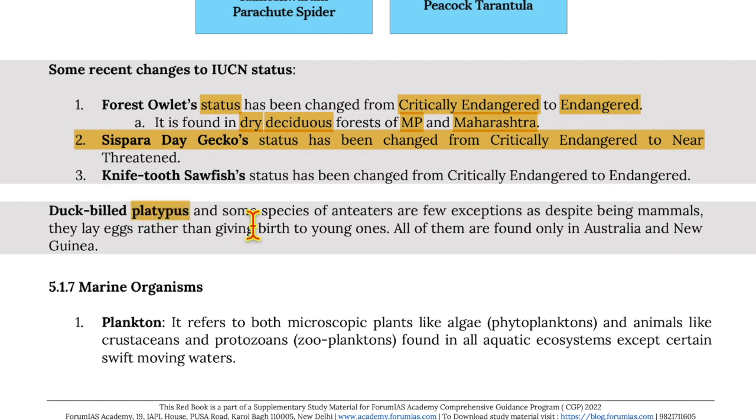Now, duck-billed platypus and some species of anteaters are few exceptions, as despite being mammals, they lay eggs rather than giving birth to young ones. All of them are found in Australia and New Guinea.